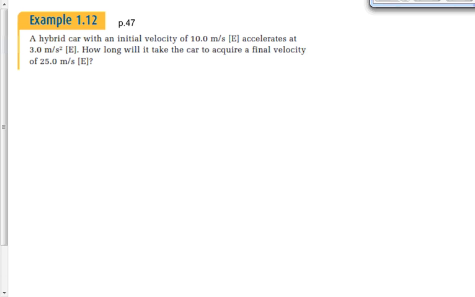Anyways, it has an initial velocity of 10 meters per second, accelerates at 3 meters per second squared to the east. How long will it take the car to acquire a final velocity of 25 meters per second? All right. Here's something. 10 meters per second. Let's make east positive, by the way.